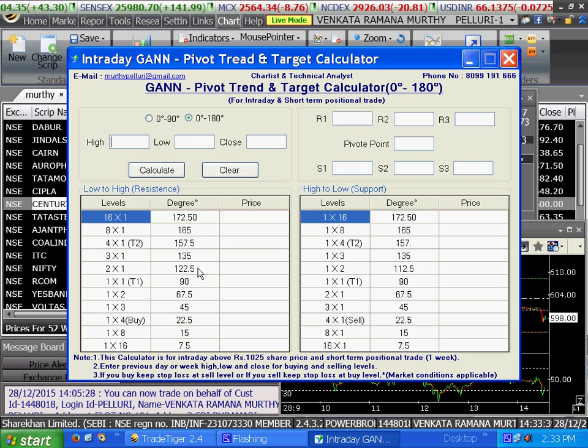If we want to go for a weekly trade, we have to enter the week's high, low, and that week's close. Then we will know the levels of the next week, where we have to enter or where we have to sell, for buying or selling. This is about the 180 degrees calculator.